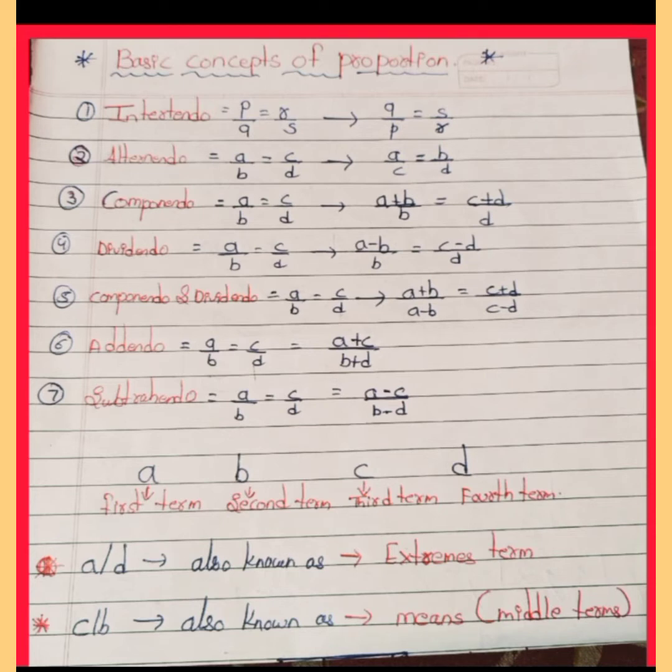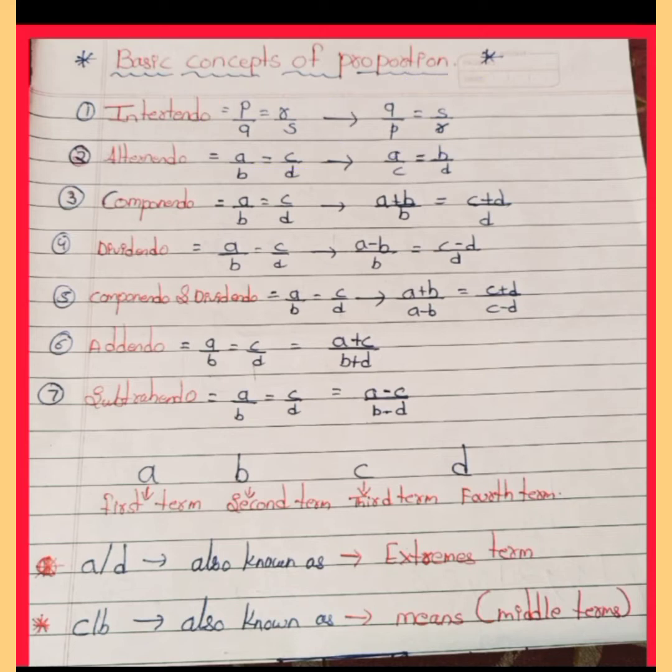Then let's get going. Invertendo. By name we get that invertendo means inverse. Here you can see I have written P upon Q, R upon S. We have to invert it, and we can write it Q upon P and S upon R. You can see here. Okay.